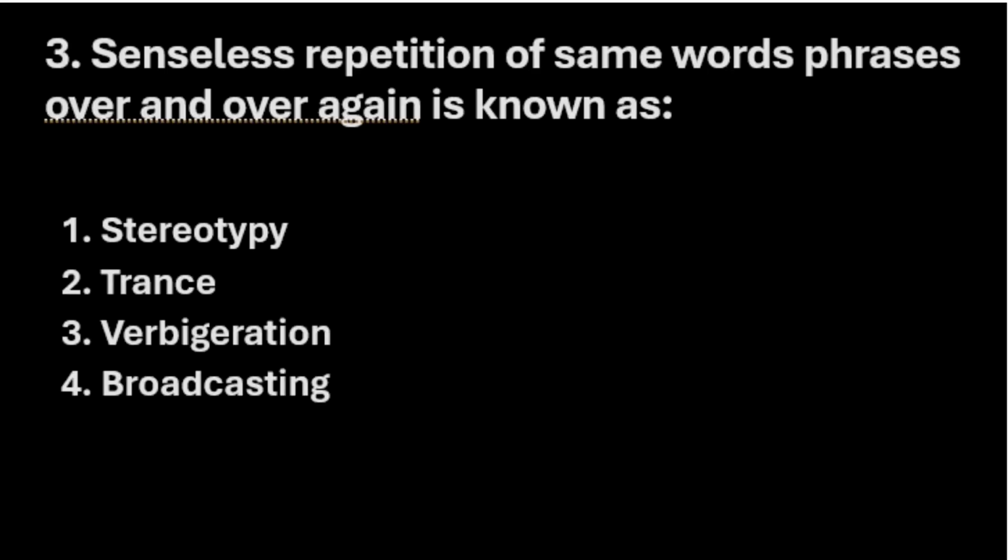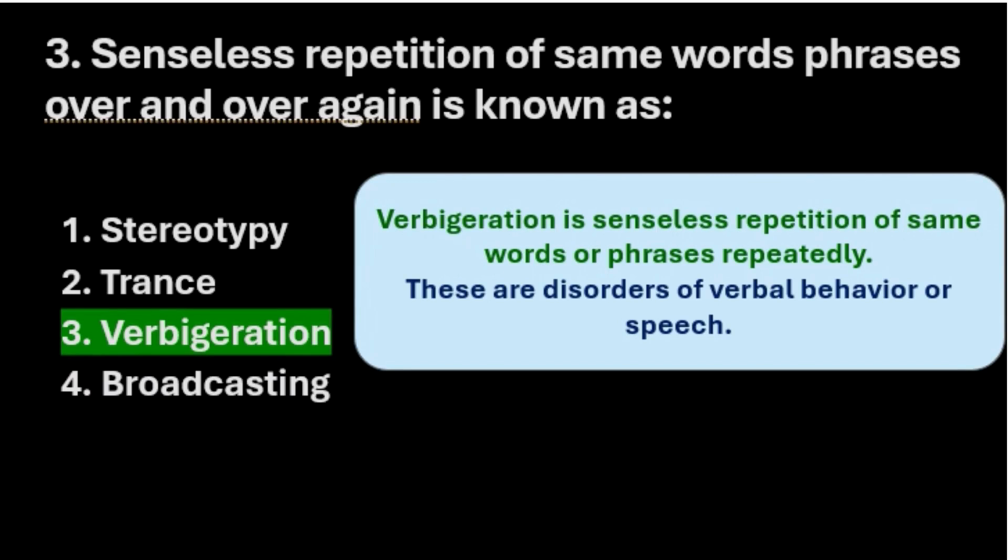Senseless repetition of the same words or phrases over and over again is known as option 1 stereotyping, option 2 trance, option 3 verbigeration, and option 4 broadcasting. The right answer here is option 3 verbigeration. Verbigeration is a senseless repetition of the same words or phrases repeatedly. These are disorders of verbal behavior or speech.